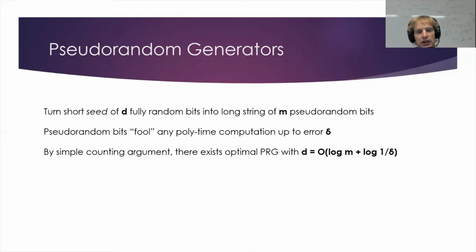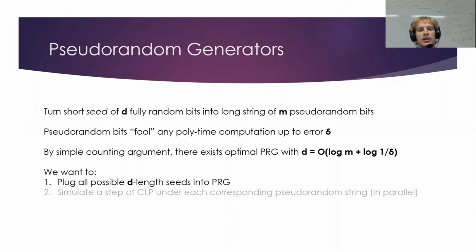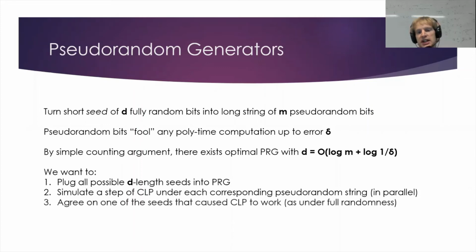And that would be okay for us, that would be fine. That seems like it would be a good thing to use. So the way we would want to use this is to take all of these possible short seeds, plug them into our pseudorandom generator, get long strings of pseudorandom bits, use those for the randomness in the Chang-Lee-Petty algorithm, and hopefully these work very much like random bits, so we get the same guarantees as Chang, Lee, and Petty do. And then we just agree on one of the seeds that actually worked, which is quite easy to do in low space MPC. And then we've de-randomized the algorithm.